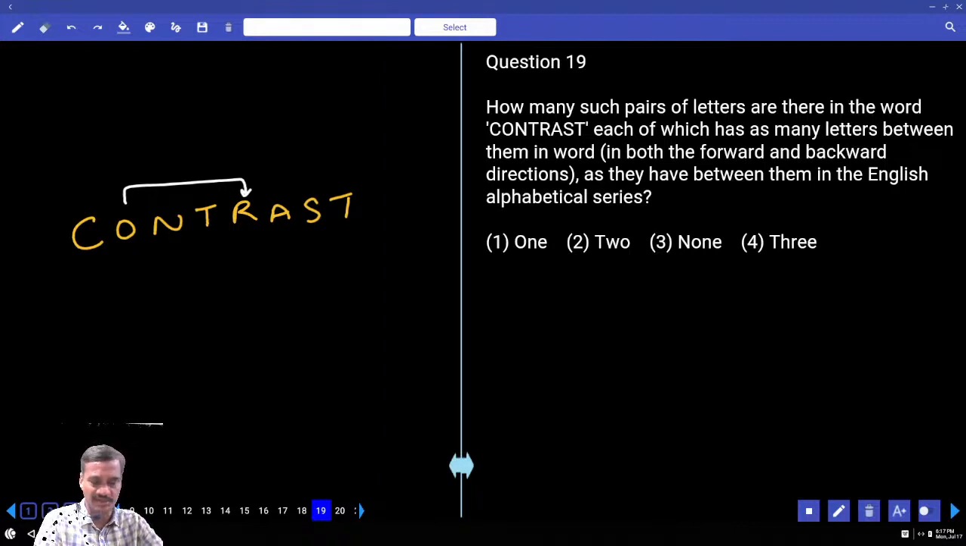Then R, S, T. What is the other one we have? A, B, C, D, E, F, N, O. This is one such case. Anything else left over here? O, P, Q, R, S and T, there is one more, isn't it? Hence altogether there are three such pairs. Choice 3 for 19.